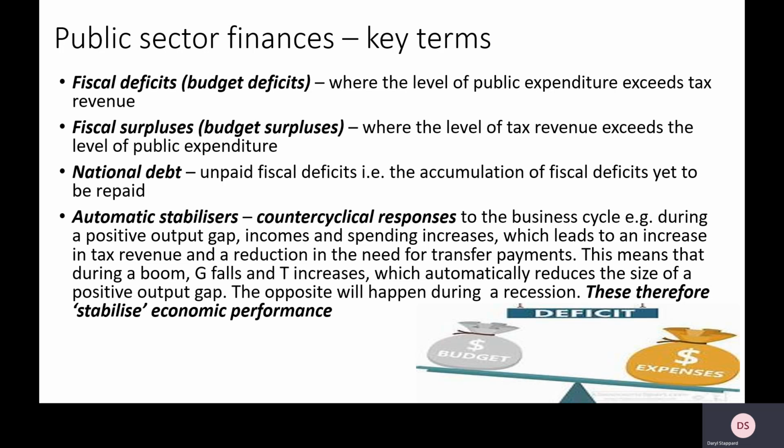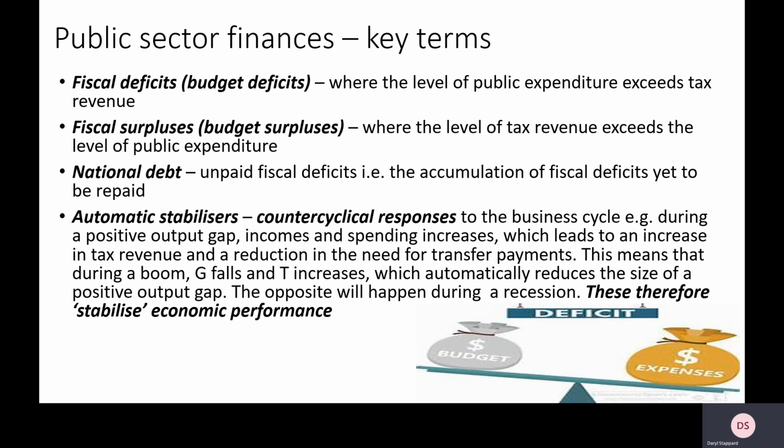So in a negative output gap, you've got growing unemployment, falling incomes, less spending, firms struggle. Now, because of that, there'll be less taxation being paid to the government. Unemployed people, for example, will not be paying income tax. As incomes fall, people will pay less income tax. If people spend less in the economy, there's less VAT being paid, and if businesses don't perform very well, there'll be less corporate tax being paid.